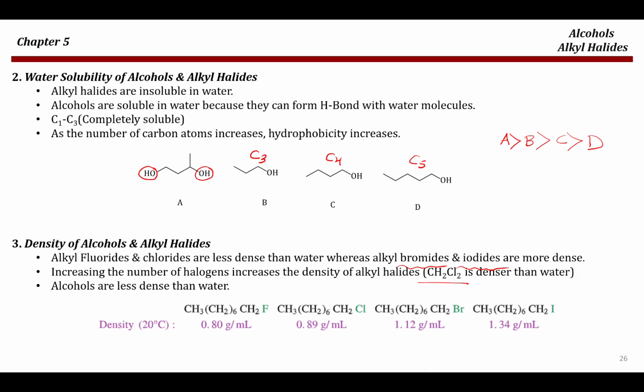And these are just a couple of numbers here. The density, if you have one fluorine, is 0.8, chlorine 0.89, and then bromides and iodides, as you can see here. Usually the density of water is 1 gram per milliliter. So as you can see here, this is a cut-off point where bromides and iodides are more dense than water.